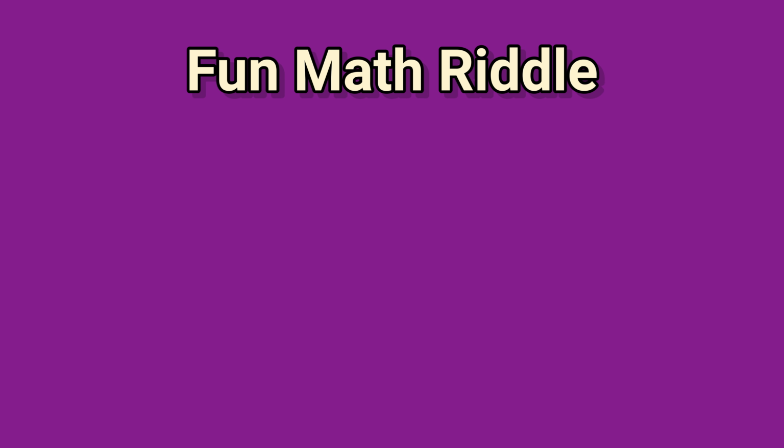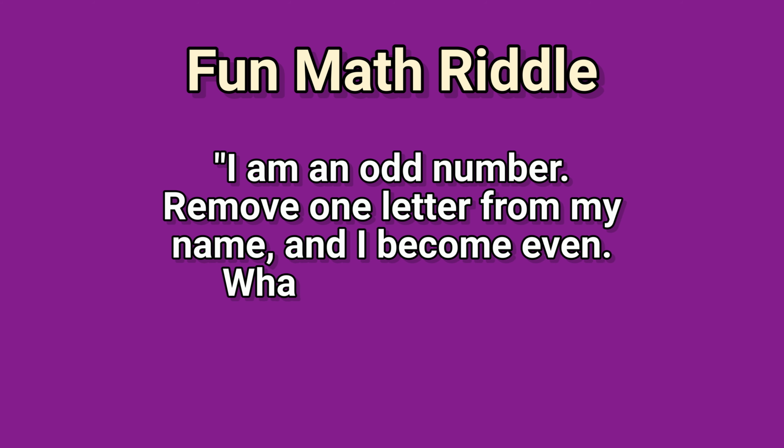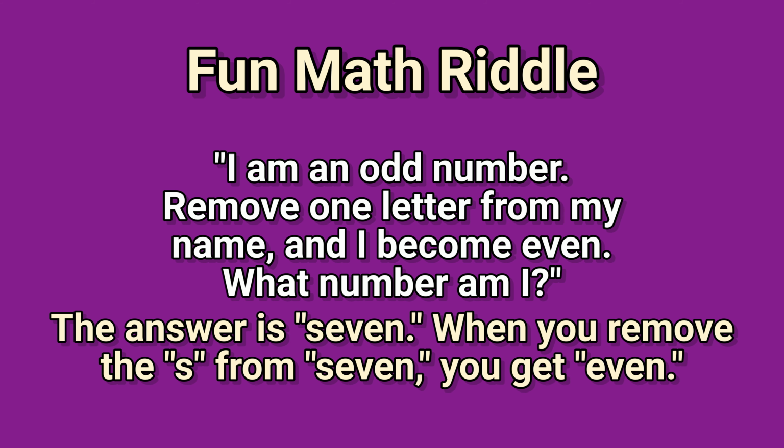Okay, here's the riddle again and the answer. Are you ready? I am an odd number. Remove one letter from my name and I become even. What number am I? The answer is 7. When you remove the S from 7, you get even.